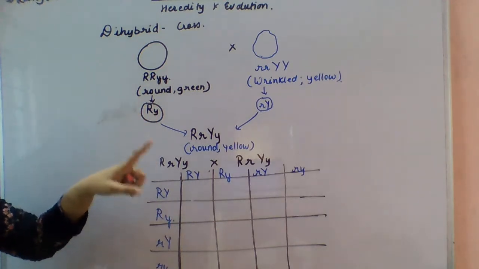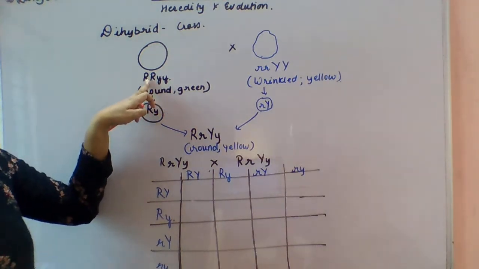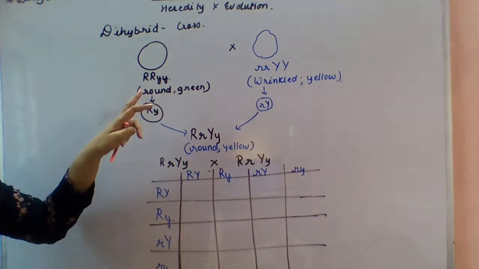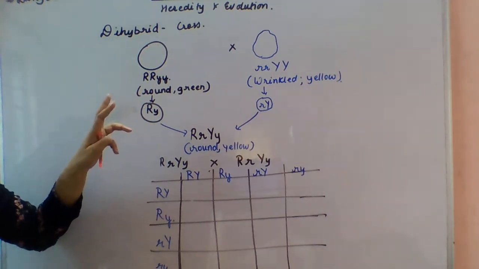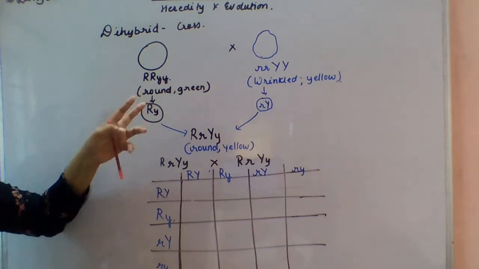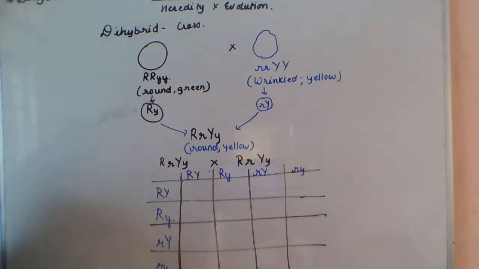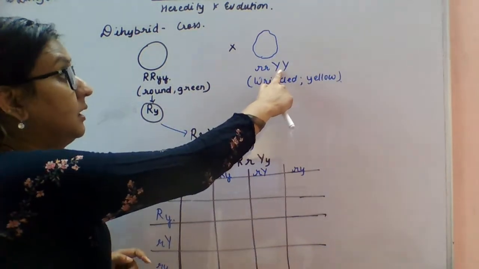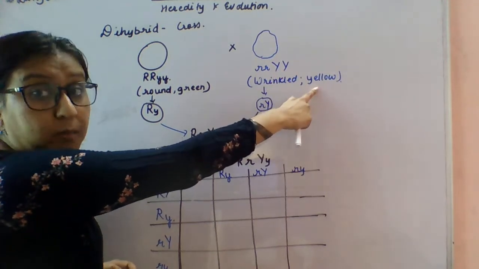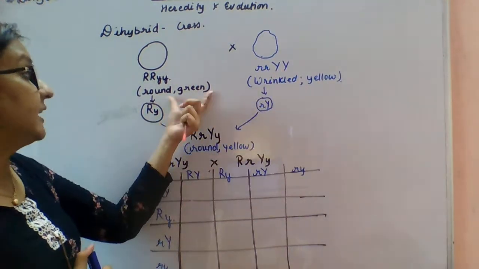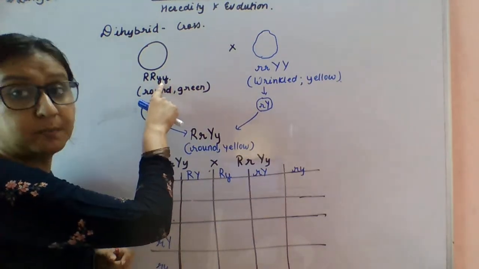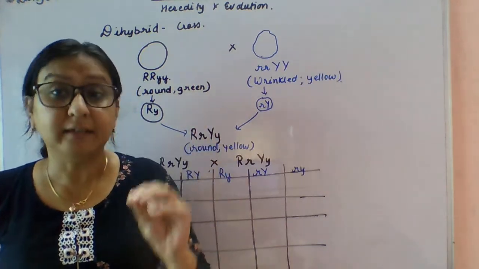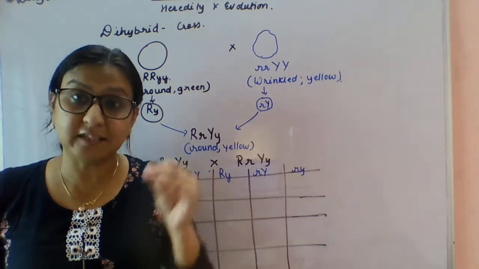So seed shape round is the dominant trait. That's why I am writing here round as a capital letter. Seed color: yellow is the dominant trait and green is the recessive trait. That's why I am writing here capital Y for yellow, because yellow is a dominant trait, whereas green is a recessive trait. That's why I wrote here small y. Clear? Dominant trait will always be expressed in a capital letter and recessive traits will always be expressed in a small letter.